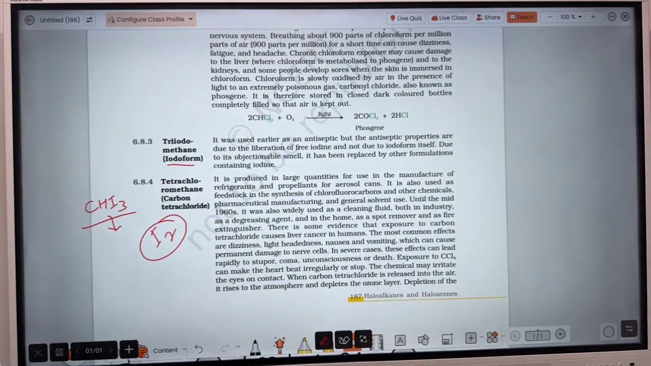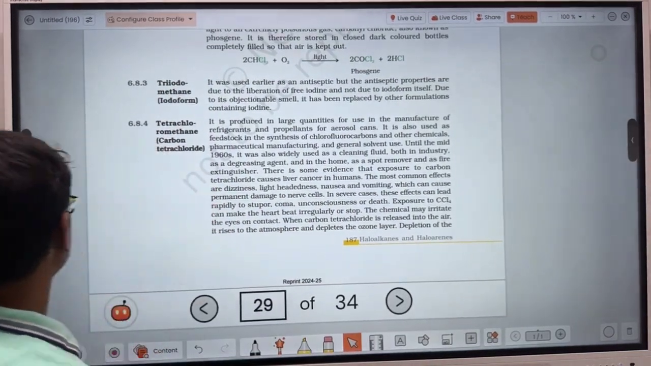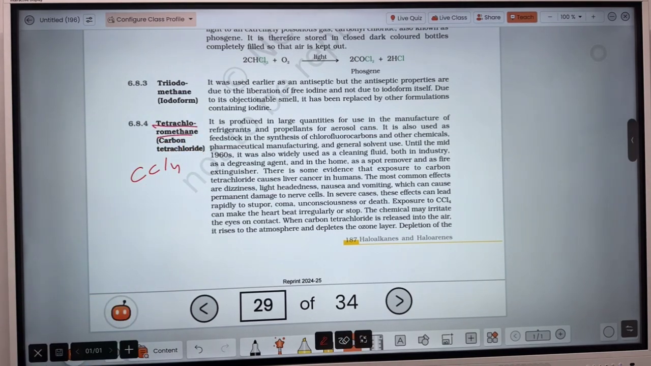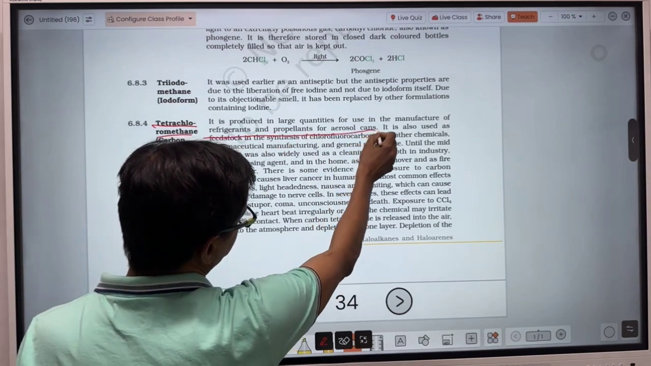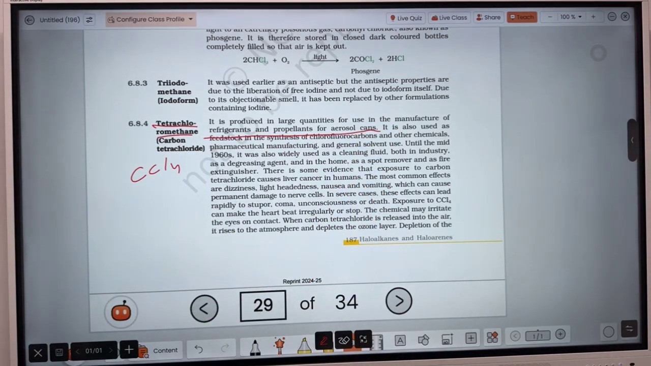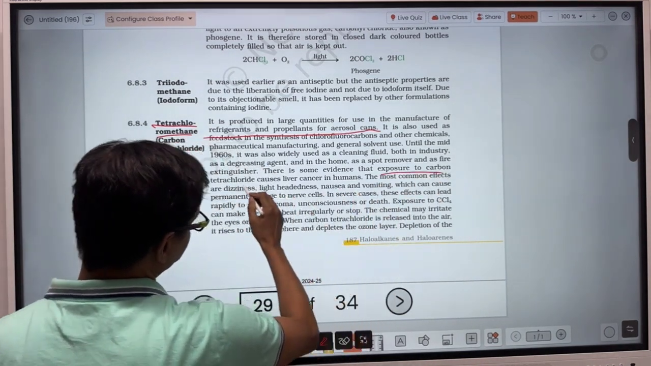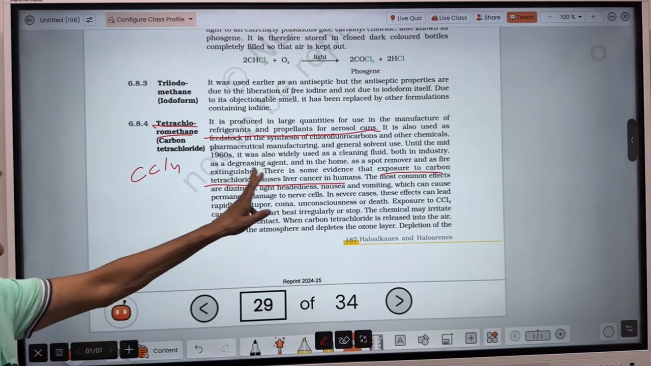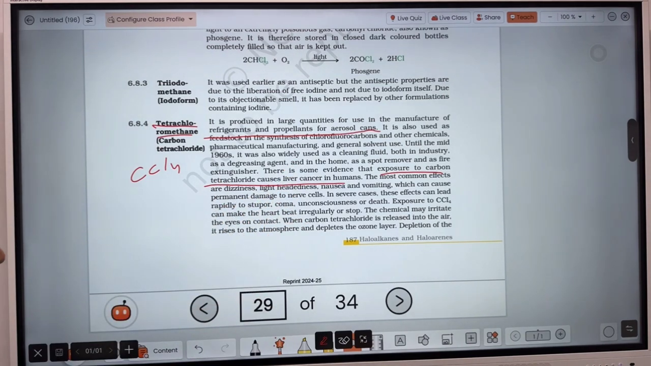Then after is CCl4, tetrachloromethane. It was used to prepare CF2Cl2, and also as refrigerants and propellants for aerosol cans. And here also, if anyone continuously uses tetrachloromethane, then there will be liver cancer in that human being.